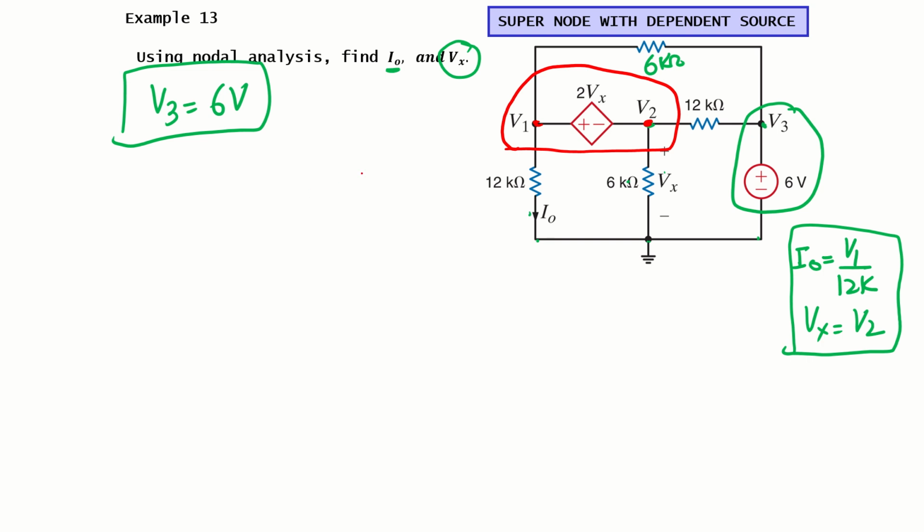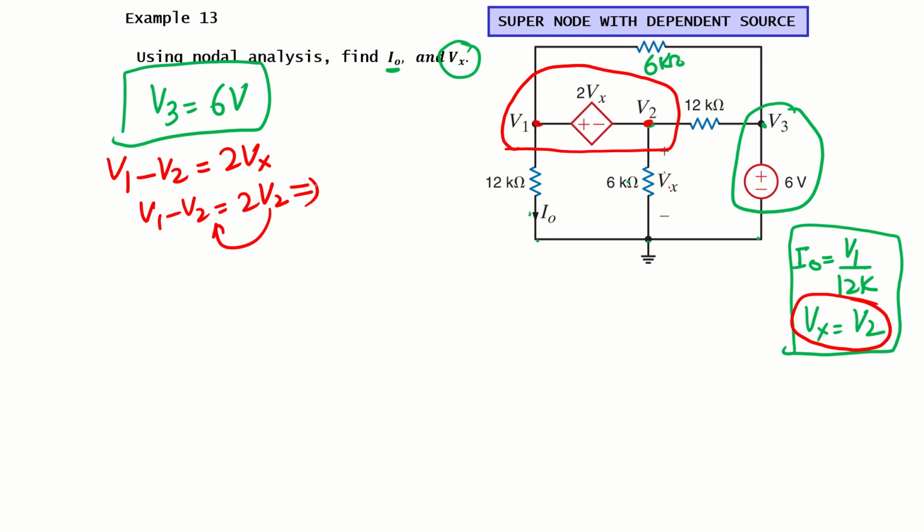So let's write the supernode equation. V1 minus V2 is equal to 2 times Vx. What is Vx? Vx is the same as V2, as we have already found. So I can rewrite this as V1 minus V2 equals 2 times V2. Rearranging, if I take V2 to the left side, V1 minus 3 times V2 is equal to 0. So we got our second equation, which is the supernode equation. This was our first equation.